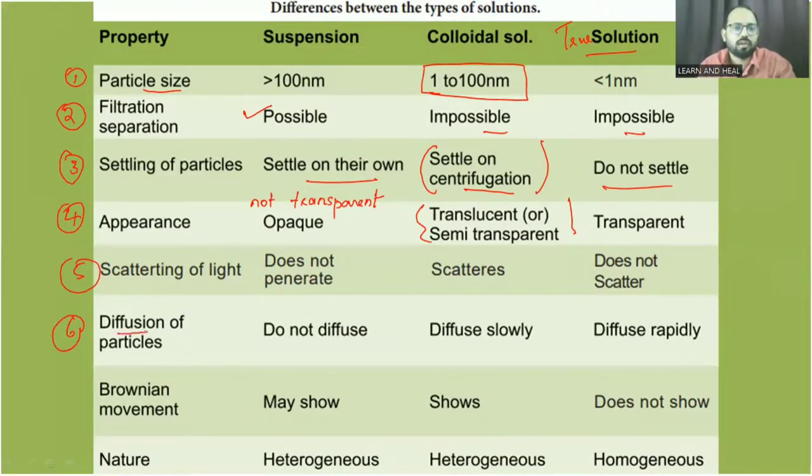Then the sixth one is diffusion of particles. What is diffusion? Simply, it is the mixing of substances, due to the movement of particles. When substances mix due to the movement of particles, we can say that it is diffusion. So diffusion is nothing but the mixing of substances due to the movement of particles.